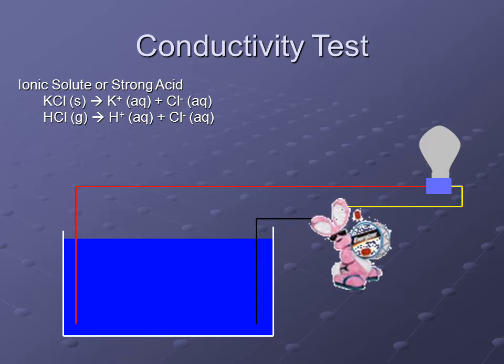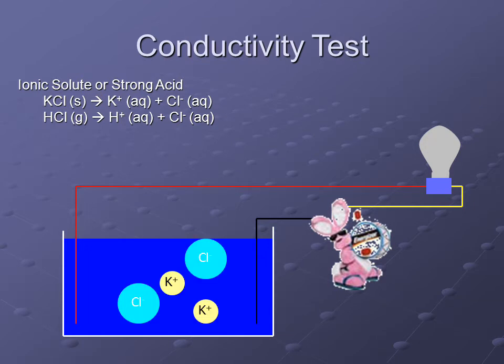Okay, so let's look at the conductivity test results that we, at least in theory, should get if we dissolve an ionic solute or a strong acid. So two examples of this would be potassium chloride. Potassium chloride undergoes this one-way reaction to create potassium ions and chloride ions. Afterwards, there's no potassium chloride left over. It's all just potassium ions and chloride ions. Similarly, hydrochloric acid breaks up into hydrogen ions and chloride ions in a one-way reaction.